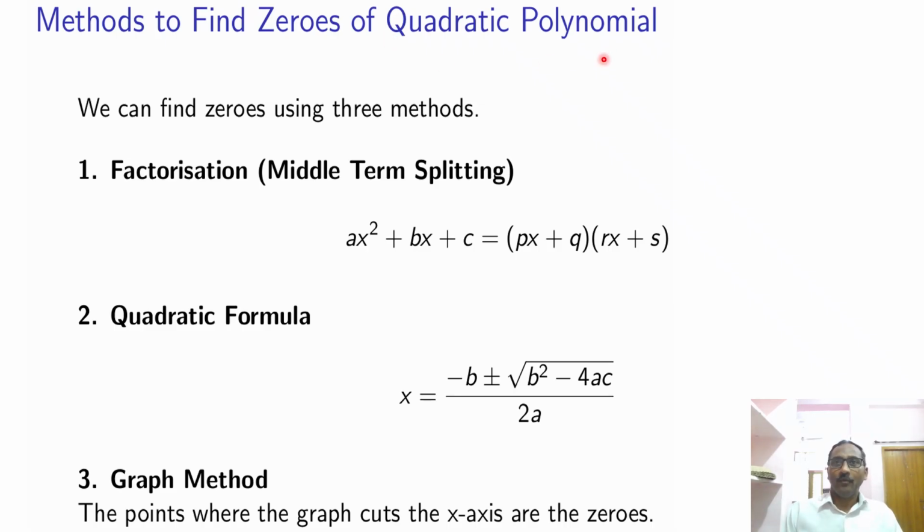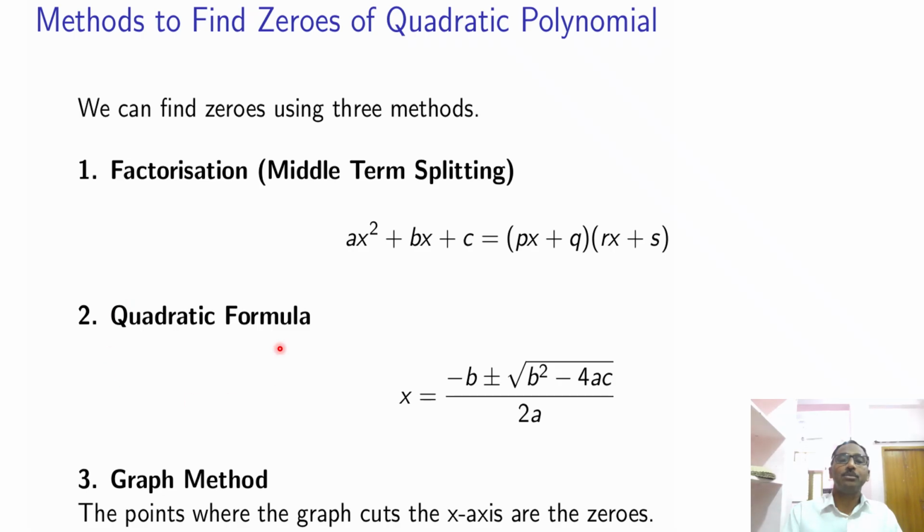In the earlier video, we used the middle term splitting method to find zeros of the quadratic polynomial. So what method have we used? The factorization method. If they give a polynomial, we can split the middle term and factorize it. After that we can find the x value. So we are finding the zeros of the given quadratic polynomial in that way.